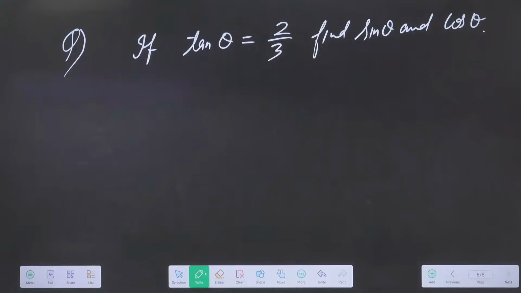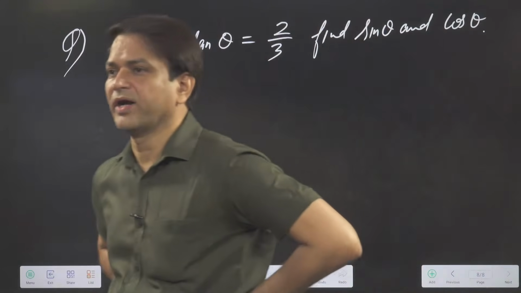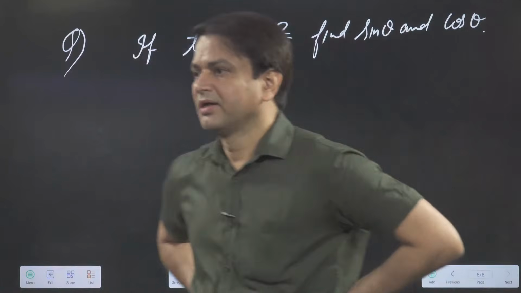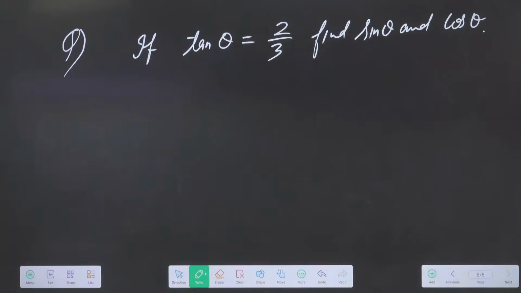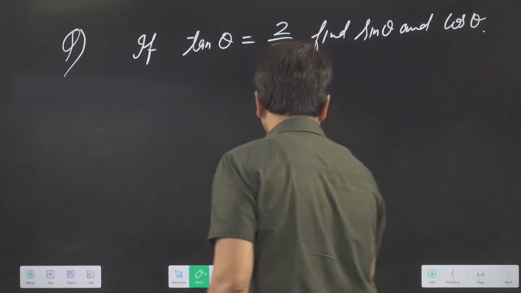If tan theta is 2/3, then find the value of sin theta and cos theta. Sin is 2/√13 and cos is 3/√13.